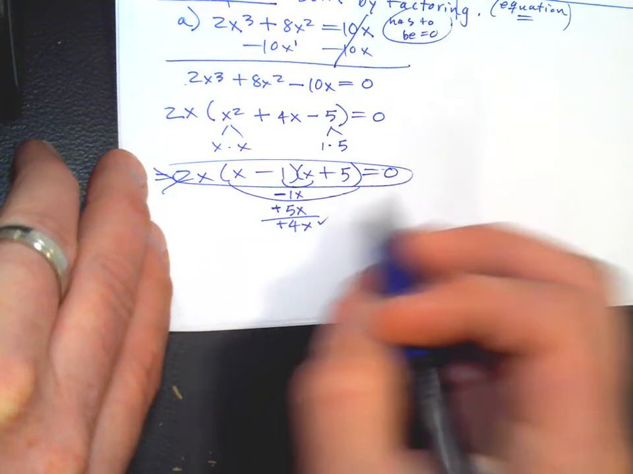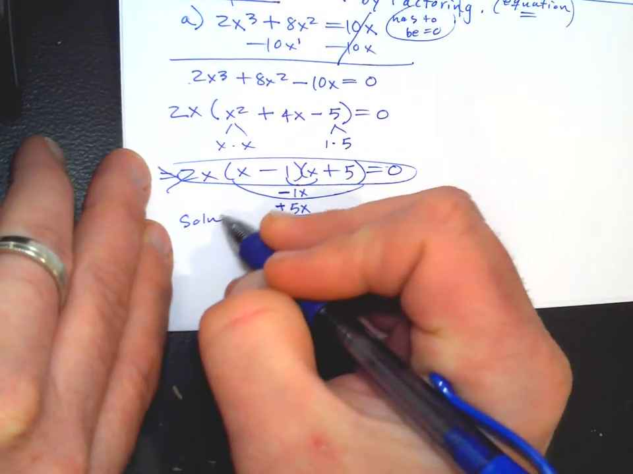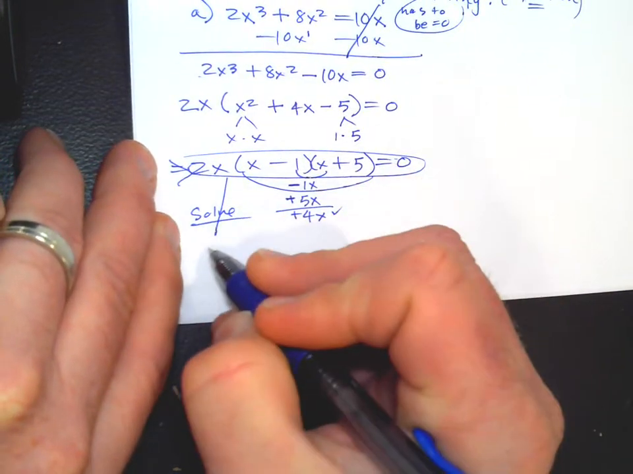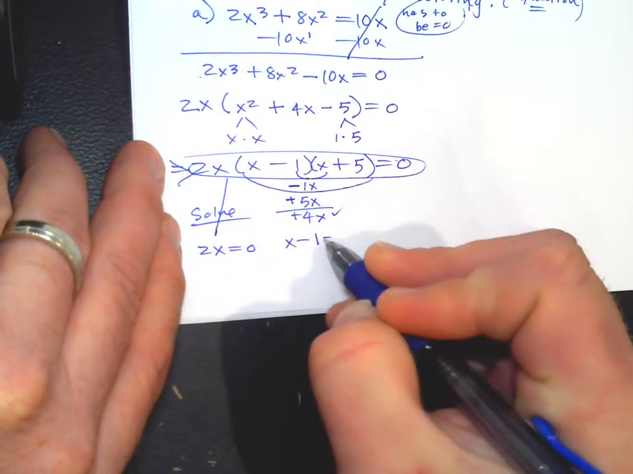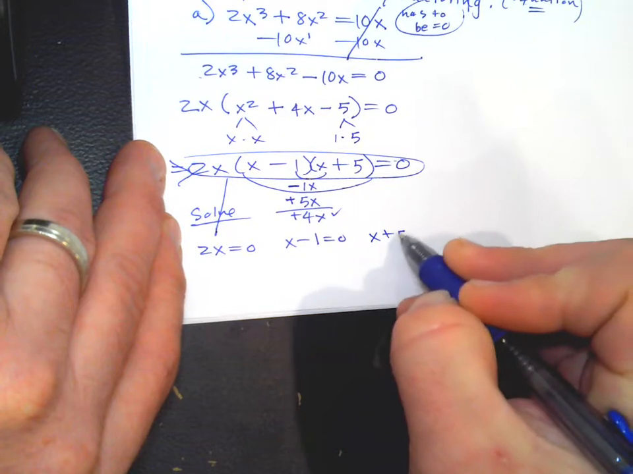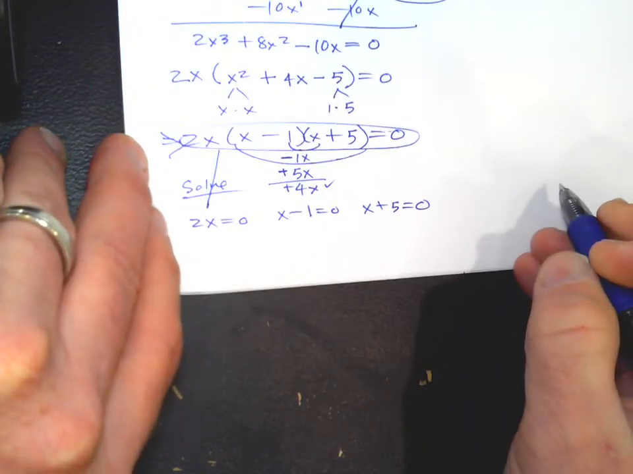Okay, but now we're going to solve it. So this is where the solving comes in. You set each of these equal to 0. 2x equals 0. x minus 1 equals 0. x plus 5 equals 0. It's called the zero product property.